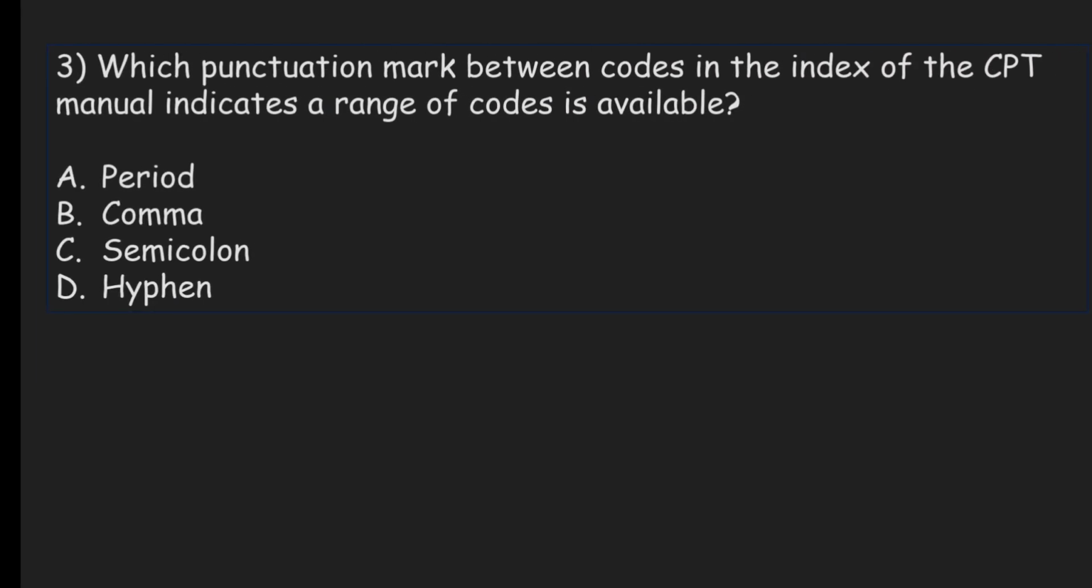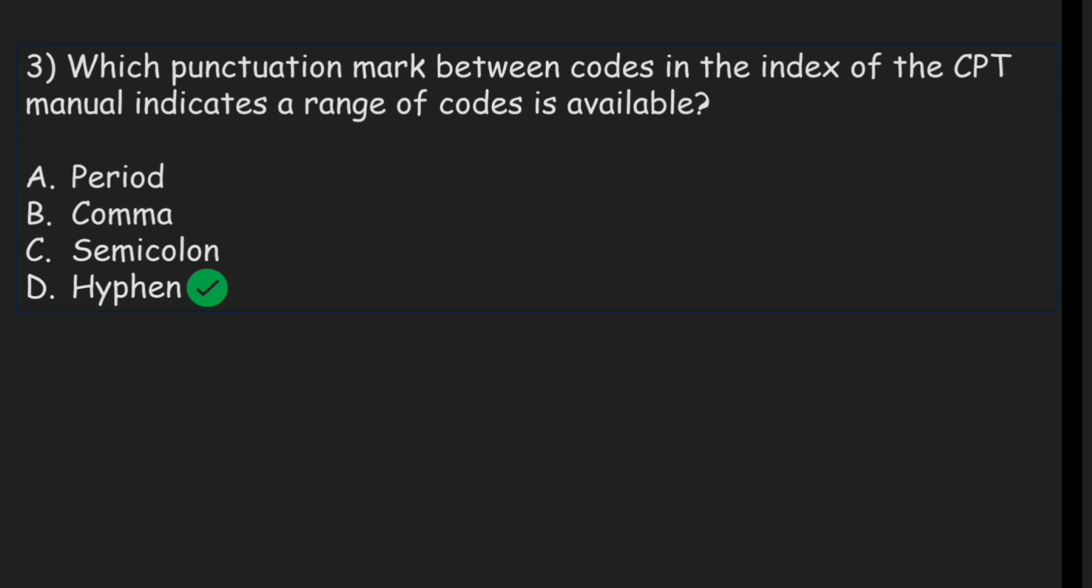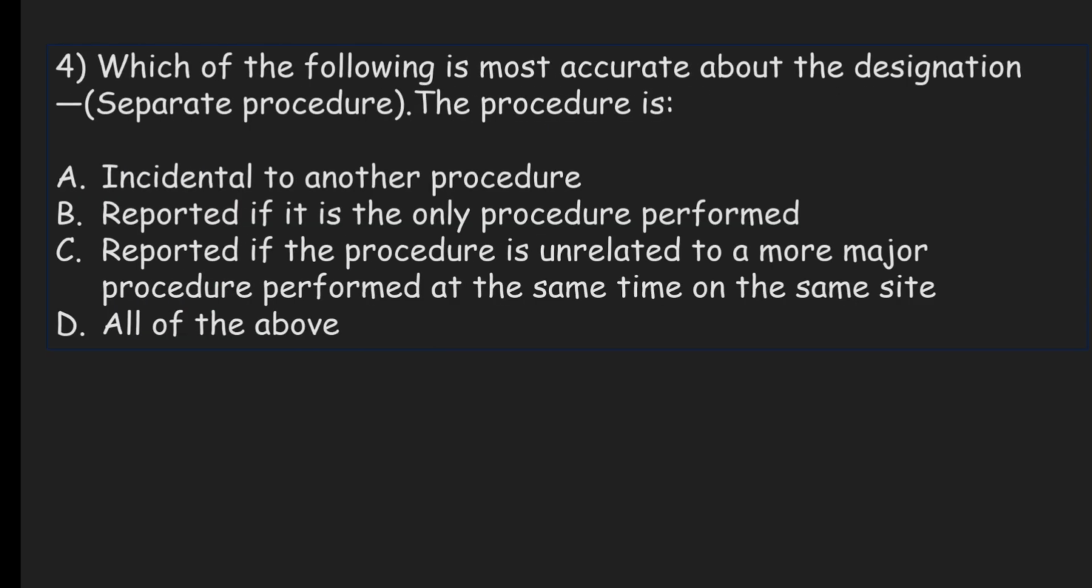Next question. Which punctuation mark between codes in the index of the CPT manual indicates a range of code is available? So the right answer is option D, hyphen. Question. Which of the following is most accurate about the designation separate procedure? You can read the options. The right answer for this question will be option D, all of the above.